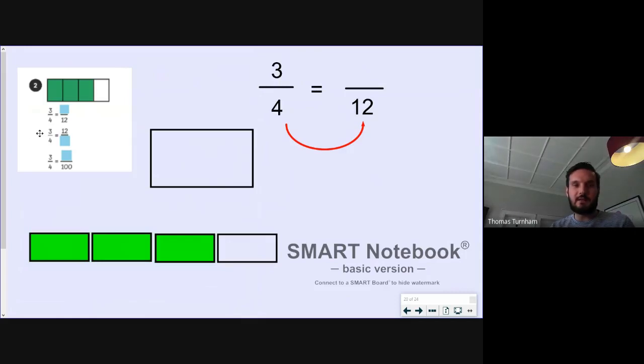The next one is 3/4 equals 12 what? It's exactly the same principle here. What am I timesing 3 by to get to 12? 3 times 4 is 12, which means I'm going to do 4 times 4 to get to 16. Same thing down here. 4 times what is 100? 4 times 25 is 100, which means I'm going to do 3 times 25 to get my answer here.